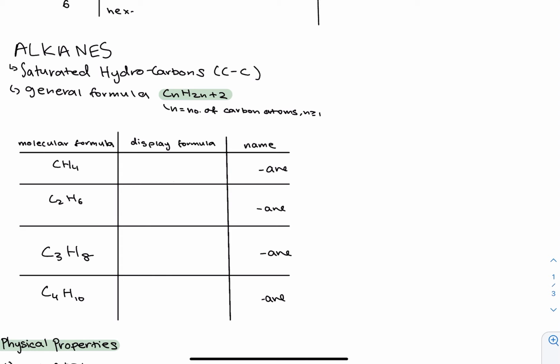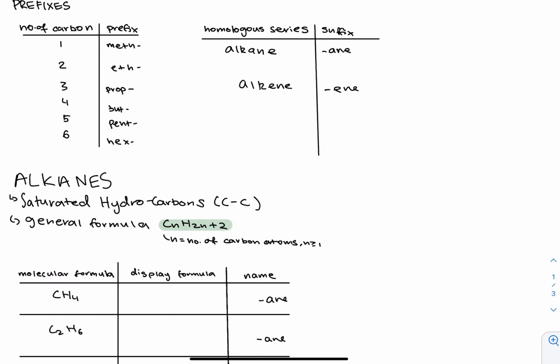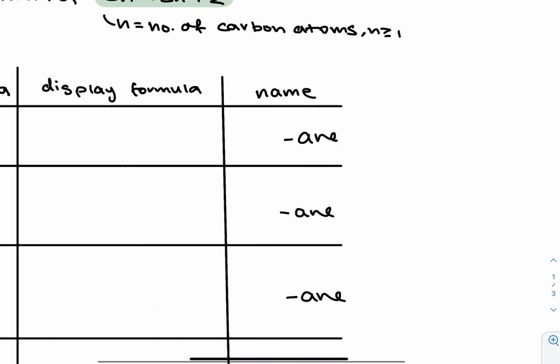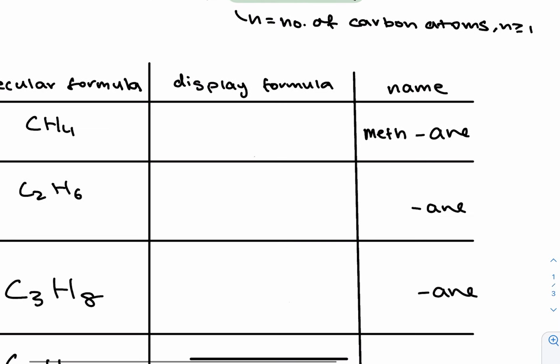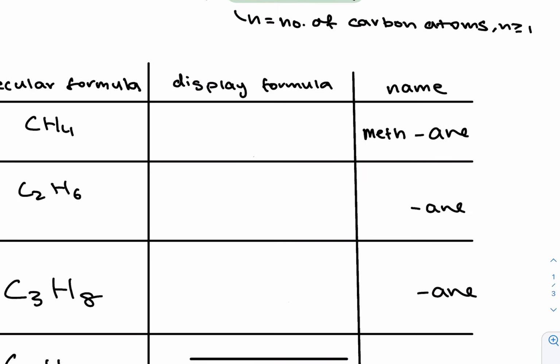So first of all, CH4. We have 1 carbon atom, so we know that the prefix is going to be meth, and the suffix for this series will be ane, so we have methane. So to draw the displayed formula for that, 1 carbon atom can bond to 4 hydrogen atoms. So we have 1, and it can bond to 4 other atoms.